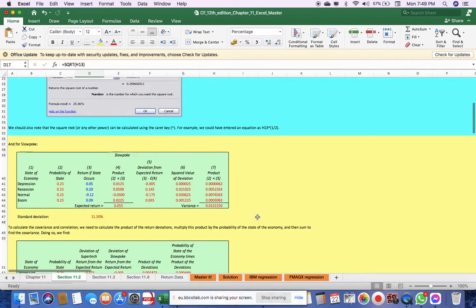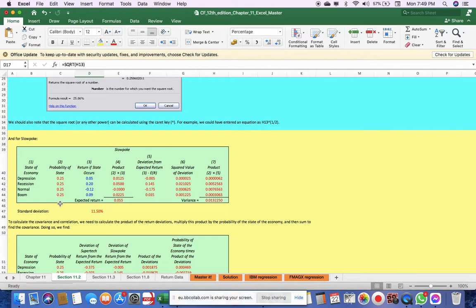This is the way you can calculate for the other company, Slowpoke. The same possibilities are there: 25% for depression, 25% recession, 25% normal, 25% boom. Different possible returns are given. Probability multiplied by possible return is equal to the expected return. When you sum the total, you get the expected return across the different economic conditions. Then you get the deviation. The possible return minus the expected return will give you the deviation. Some come negative, some come positive. To ignore the sign differences, you square this so that everything will be positive.